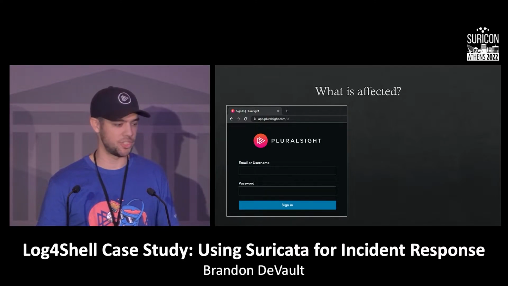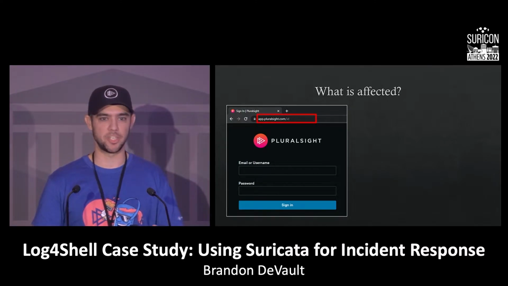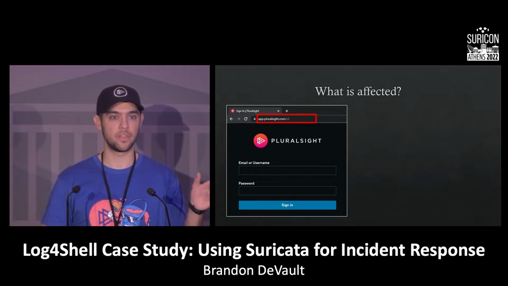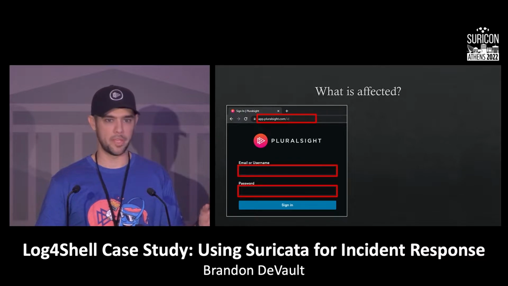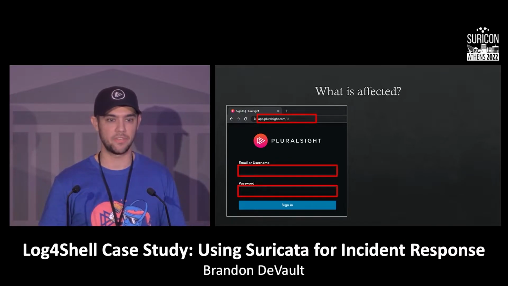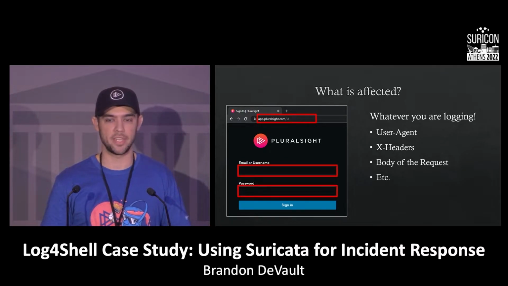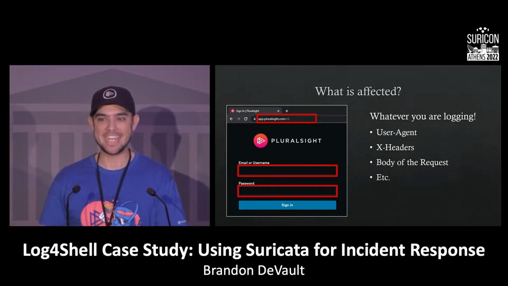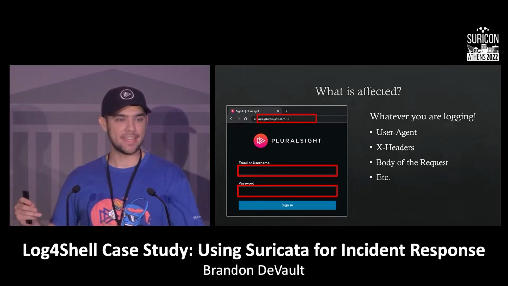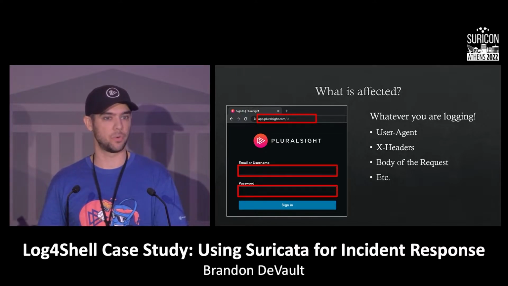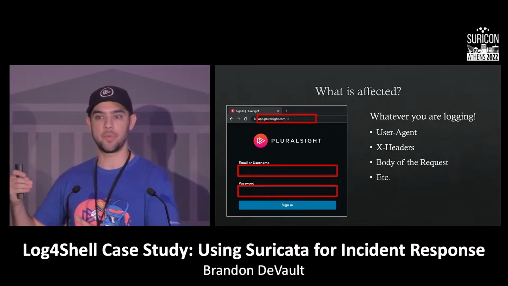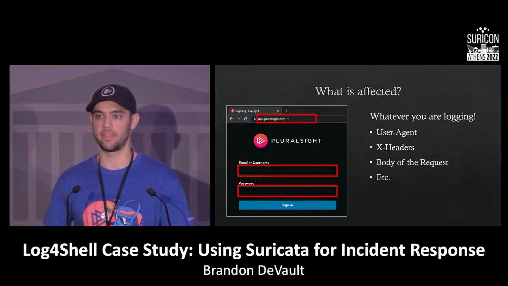In the presentation yesterday, there was a submission in the URI field with a JNDI malicious string. It could also be maybe the username or password field. It could also be the body of the request, or really anything that you're logging. Anything that the Java application is incorporating and pulling into Log4j to log can then be exploited with this Log4Shell attack.